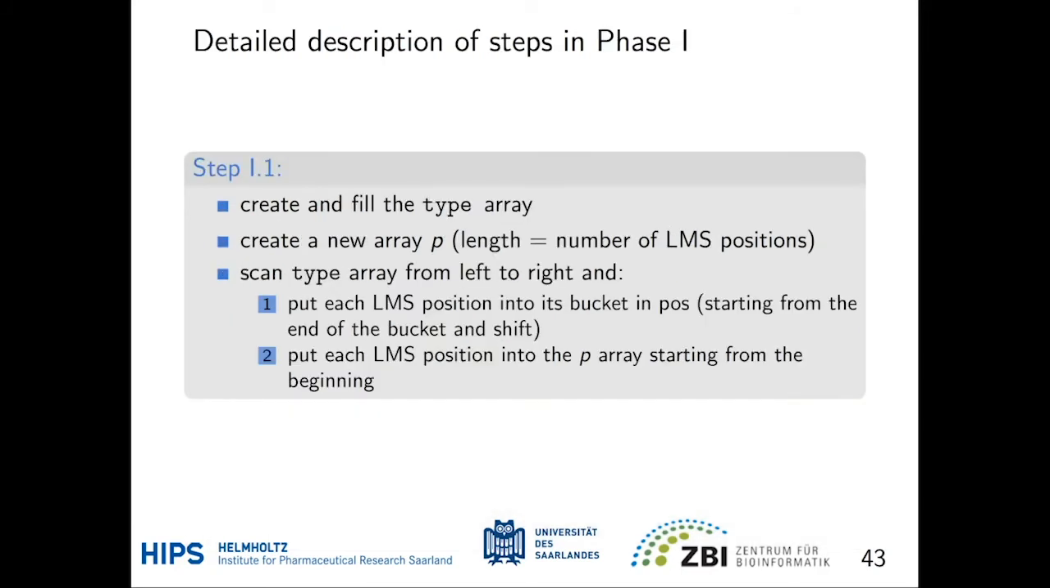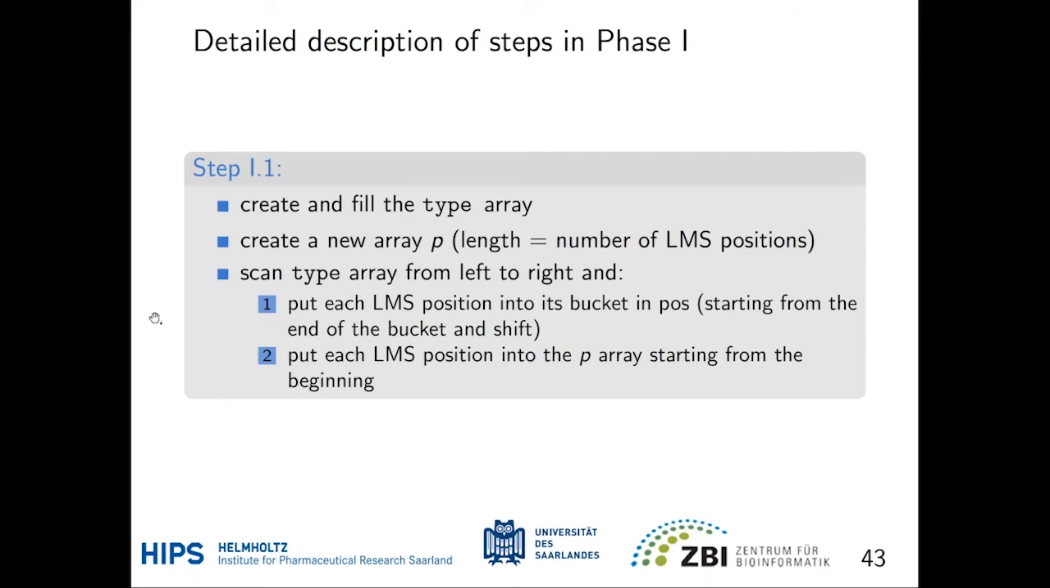Now, to go in more detail, in the first step of phase 1, first we create and fill the type array that we can do in linear time. Then we create a new array P of the length that is equal to the number of LMS positions. Then we can scan the array type from left to right and put each LMS position into its correct bucket. And simultaneously, we put each LMS position into the P array starting from the beginning.